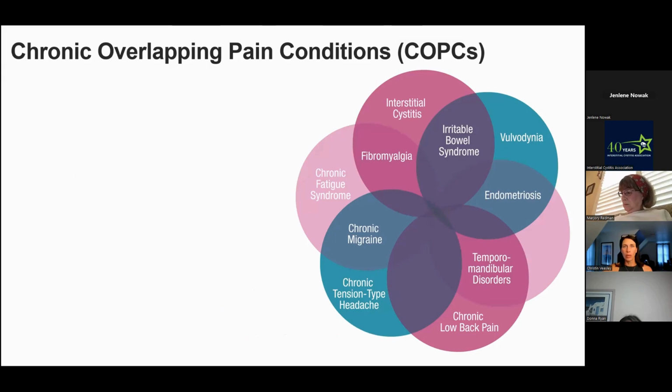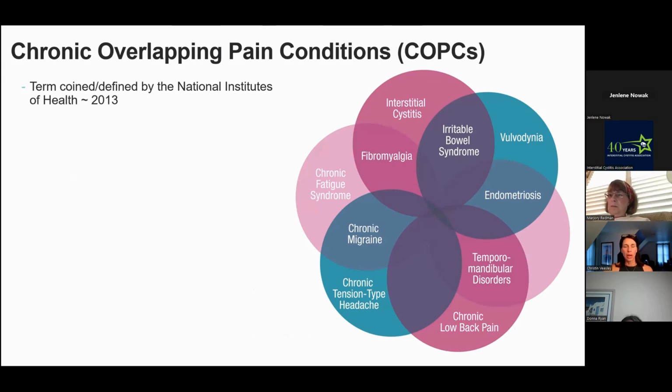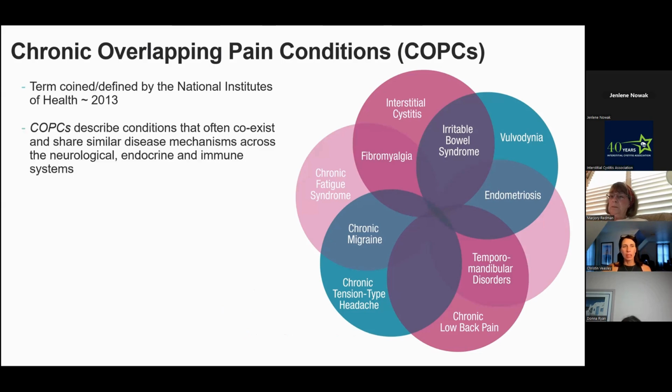So what are chronic overlapping pain conditions, or COPCs, as we call them? This term, through our advocacy and also advocacy by the Interstitial Cystitis Association with us back around 2010, 2011, we started advocating for a term to be applied to these conditions. And the NIH and Congress adopted a term around 2013 of chronic overlapping pain conditions. It's a term that's used to describe conditions that often coexist and share similar disease mechanisms across the neurologic, endocrine, and immune system. They include the conditions that you're seeing on your screen in the Venn diagram.